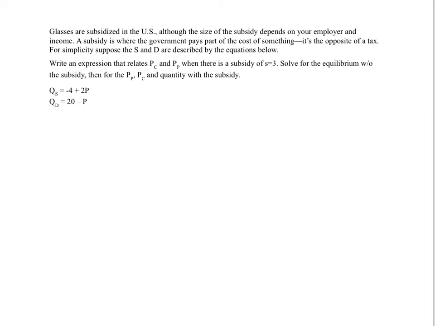Then we're told to write an expression that relates PC and PP when there's a subsidy of $3, then solve for equilibrium with and without the subsidy using these two equations. So what I want to do here is do what the question asks in terms of the algebra, but at the same time I want to connect that to the geometry.